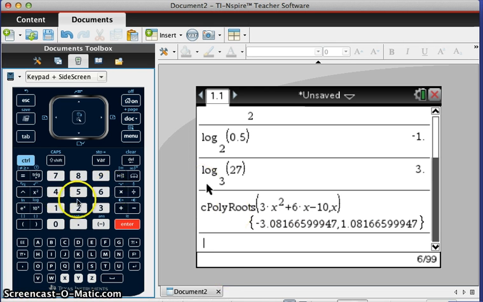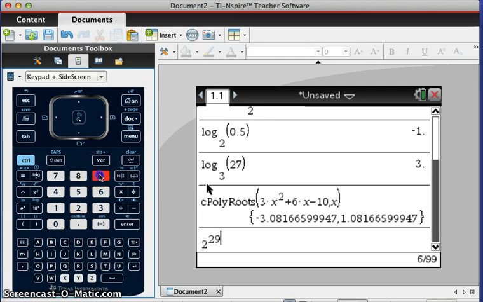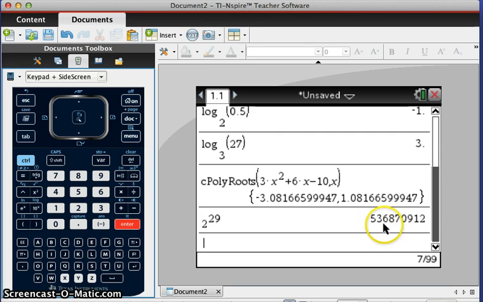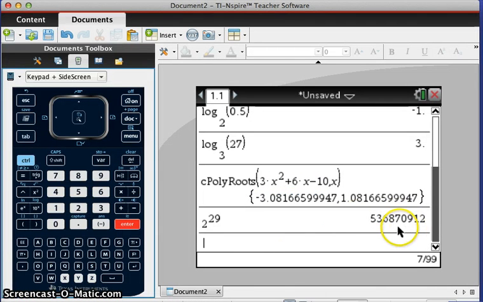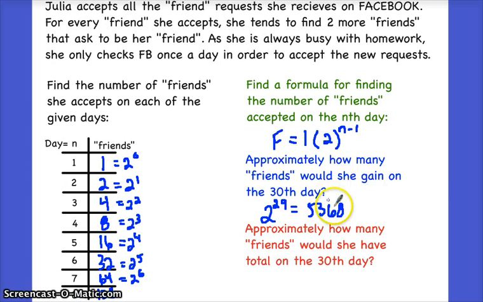And if we go on our calculator real quick and say 2 raised to the 29th power, we'll find out that it's 536,870,912. Sorry, my memory's not so great there. After only 30 days, if she keeps accepting twice as many friends every single day, basically she'll have 536,870,912 friends. Approximately how many friends would she have total on the 30th day?